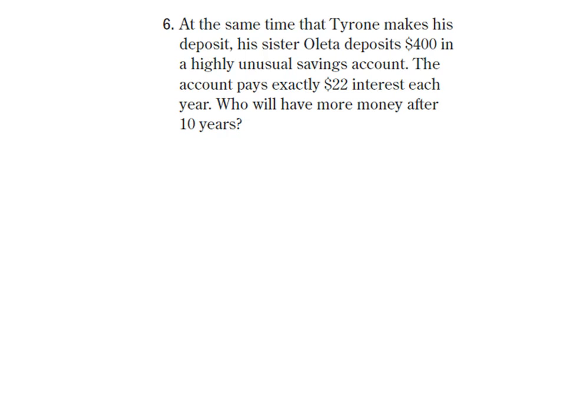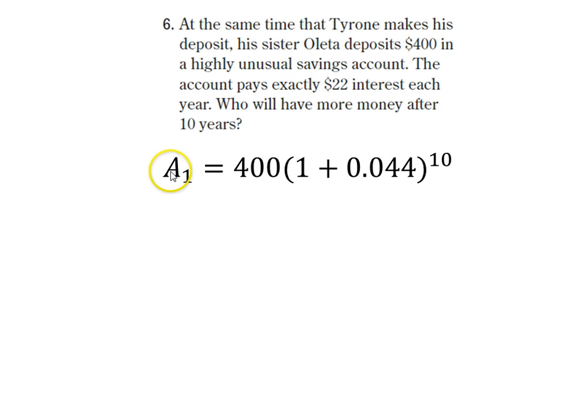So if we go back to Tyrone's equation, which I'm going to call A1 because we are working with two different values here, this is the equation for Tyrone based on now 10 years as opposed to 7. He started with $400. It's a 4.4% interest rate, so we plug in 0.044 and to the 10th power because it's been 10 years. Plugging this into a calculator gives us the value of $615.27. That's how much money Tyrone will have after 10 years in his account.